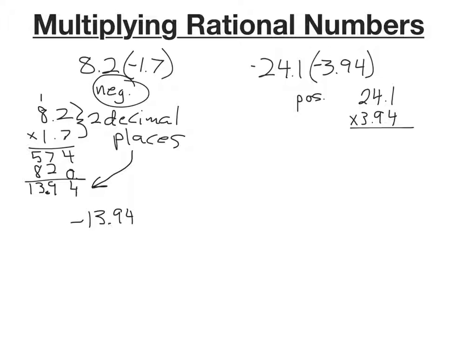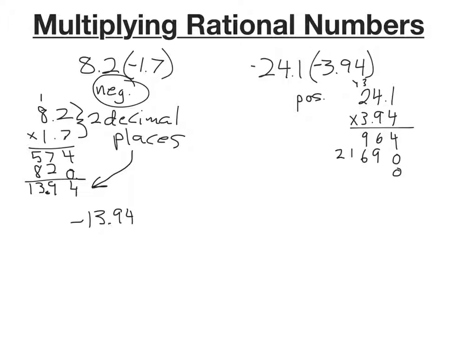I'm going to do 4 times 1, that's 4. 4 times 4 is 16. Carry the 1. 4 times 2 is 8, plus 1 is 9. Now I'm going to write a 0 here. Then I have 9 times 1, that's 9. 9 times 4 is 36. Don't need that 1 anymore. I carry the 3. 9 times 2 is 18, plus 3 is 21.